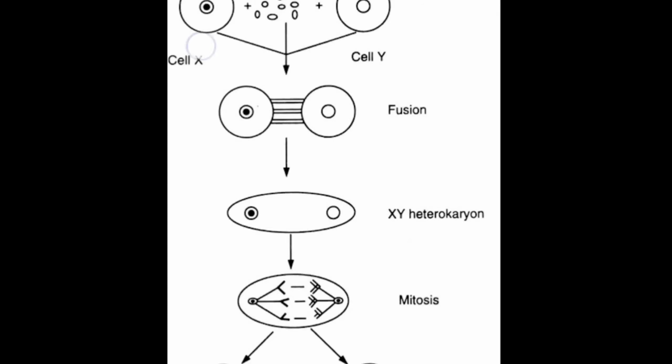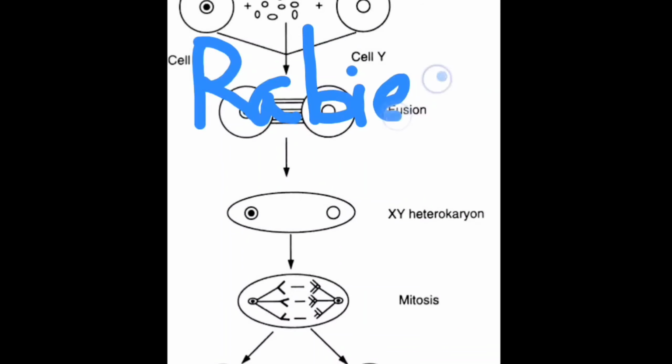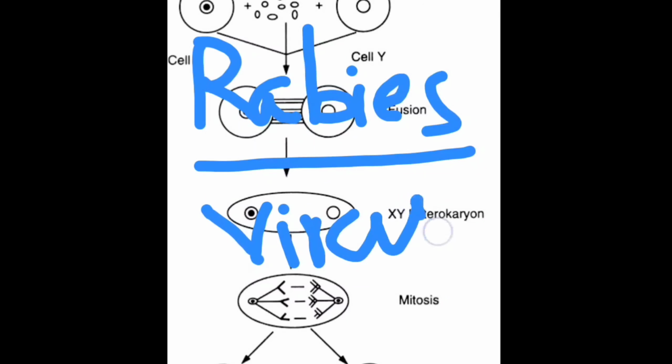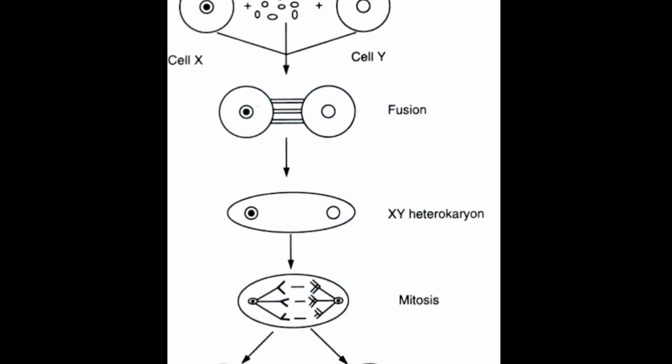I am writing one thing: with the help of monoclonal antibody production, or rather hybridoma technology, the rabies virus can be defeated. I'll discuss that technique somewhat later, but with the help of somatic cell hybridization, new cells have come into existence which can defend against the rabies virus. Okay, done. So this was all about somatic cell genetics and its application.